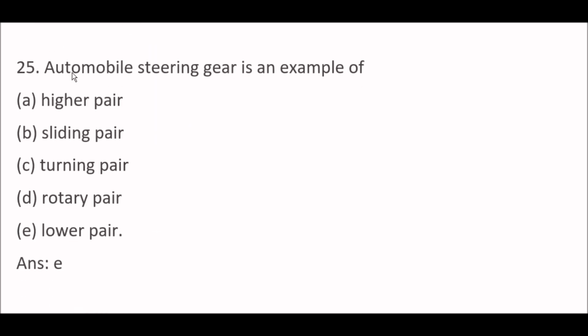Next question. Automobile steering gear is an example of: option A, higher pair; option B, sliding pair; option C, turning pair; option D, rotary pair; option E, lower pair. Right answer is option E, lower pair. Automobile steering gear is an example of lower pair.